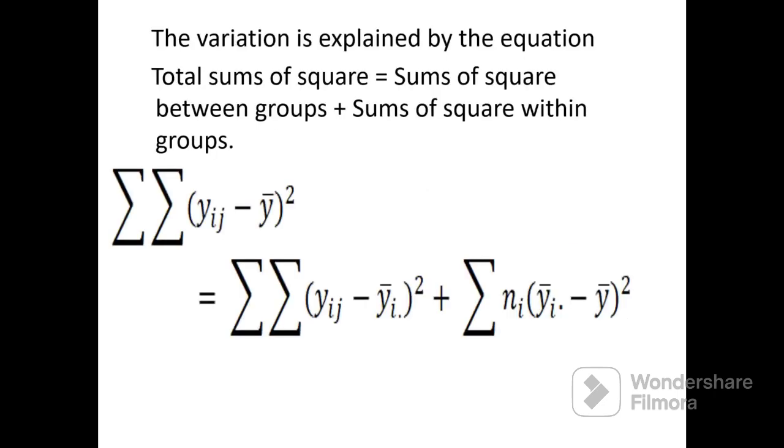So in this particular slide, the total variation that will be considered in this ANOVA is split into two types of variation: sums of square between groups and sums of square within groups. I have already said that this total variation will be observed and split into two types of variations: within variation and between variation.